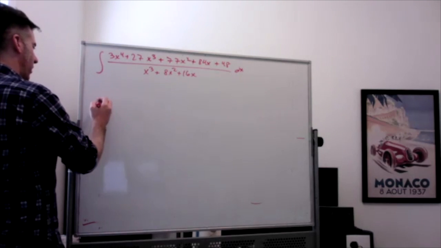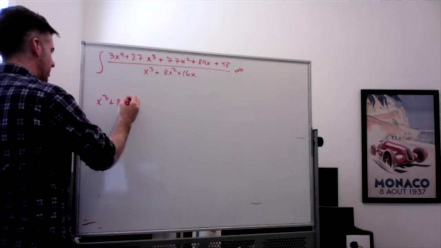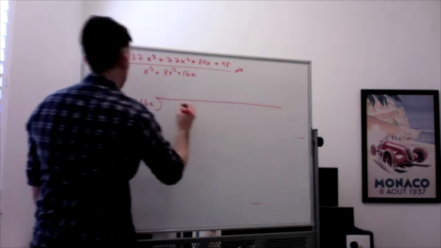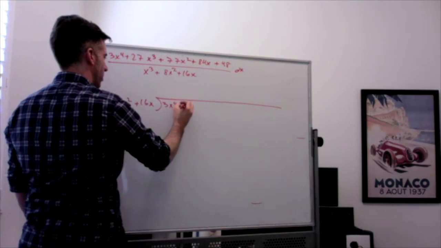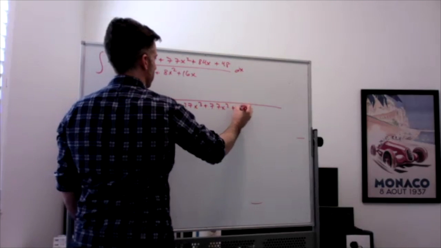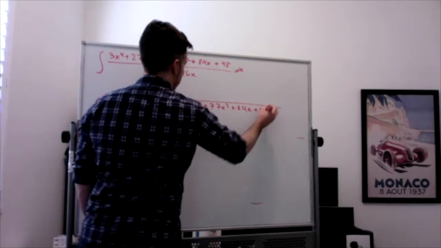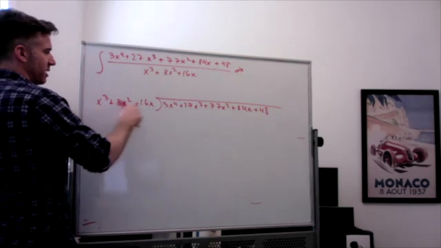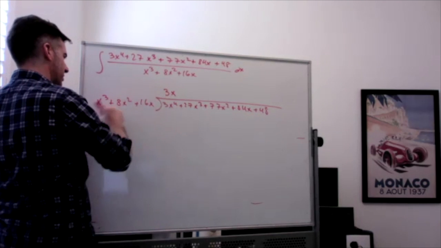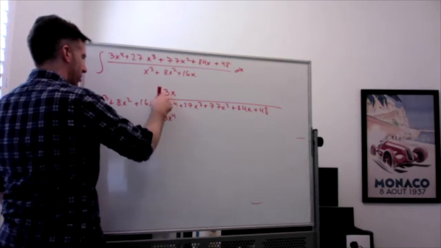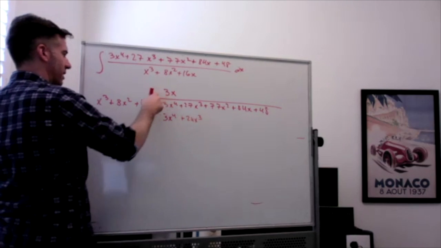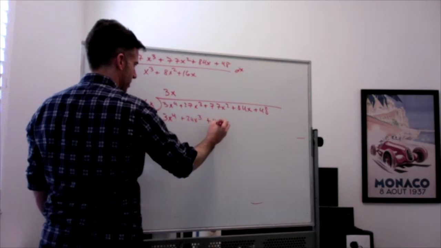So we're going to do our x cubed plus 8x squared plus 16x divided into 3x to the 4th plus 27x cubed. This is gross. Okay, what do you multiply by x cubed to get 3x to the 4th? 3x. And 3x times that is 3x to the 4th. 3x times 8x squared is 24x cubed. And 3x times 16x is 48x squared.